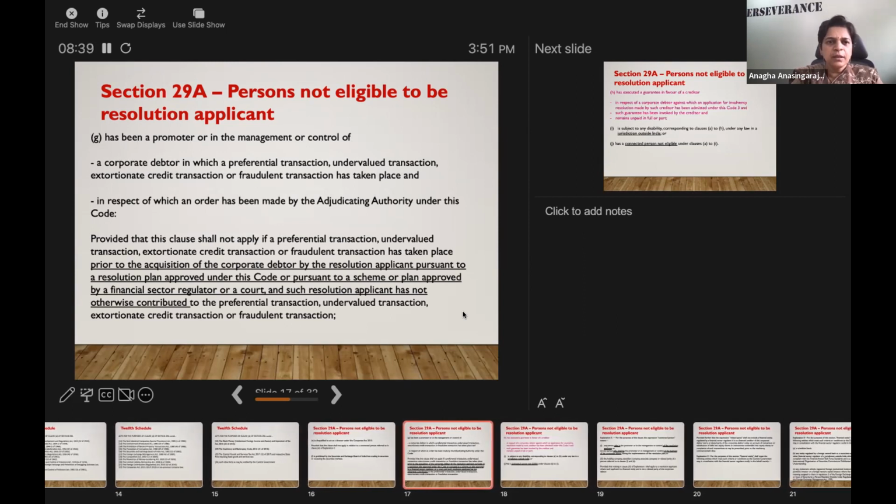This person has been a promoter or in the management or control of a CD in which a PUFE transaction has taken place, and also in respect of which the order has been made by the NCLT. So merely the RP finding out the transaction is not relevant, the NCLT order should also have been made upholding that particular transaction. Again, this clause will not apply to a resolution applicant who has acquired a company in which such transactions had been identified during the course of CIRP. So this resolution applicant will not be barred for holding such a company.